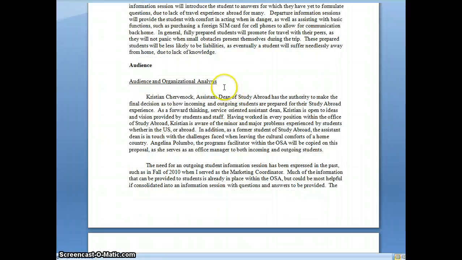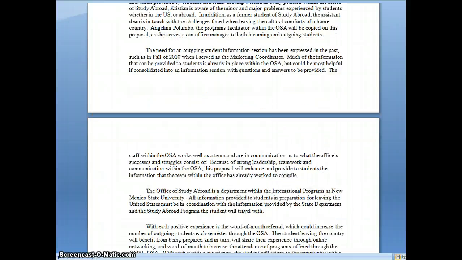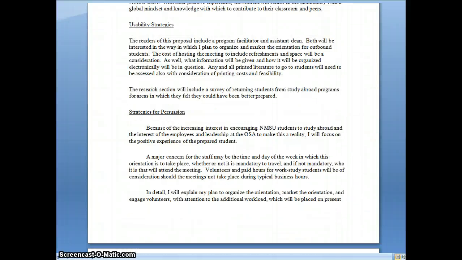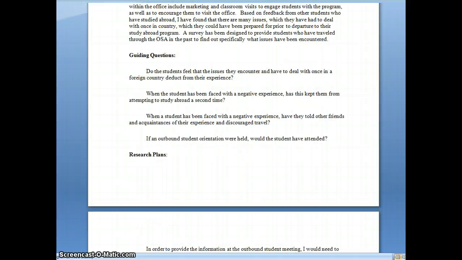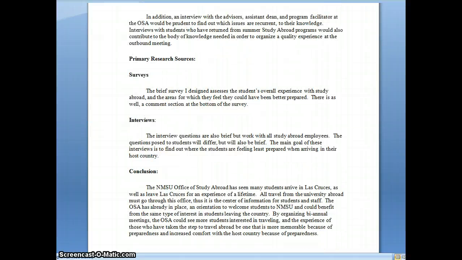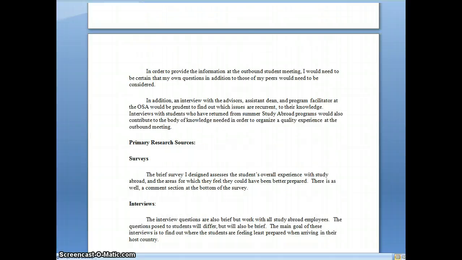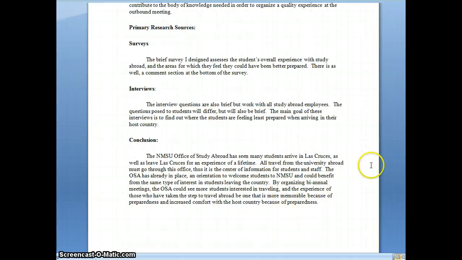an audience and organizational analysis, and this comes directly from the textbook. And you see here she is analyzing her audience at the Study Abroad program. And you respond to questions from the textbook. And then there's a research section. And she introduces her research. She goes back to the guiding questions that she did with the starting guide. And then she talked about her research plans. And she has research plans for primary research sources. And then she should have secondary research sources here. She missed that. And then she has a conclusion.